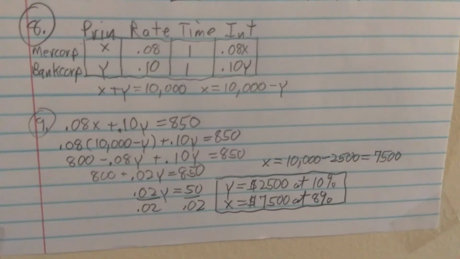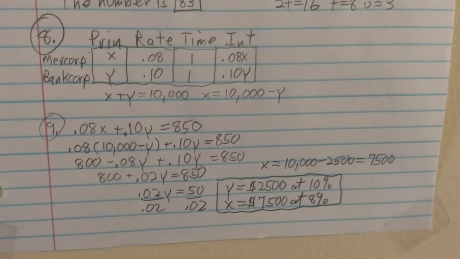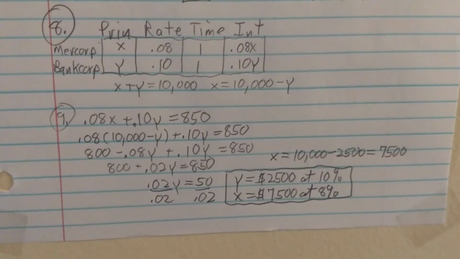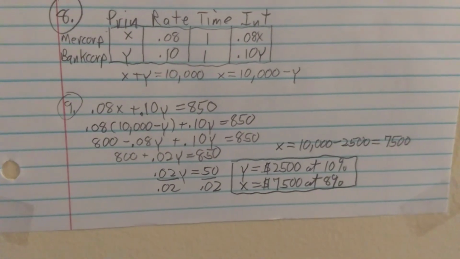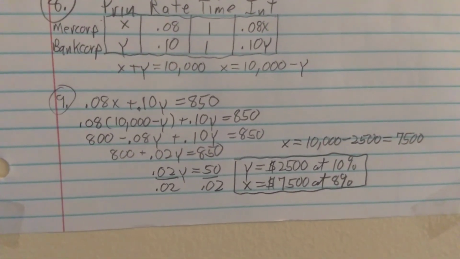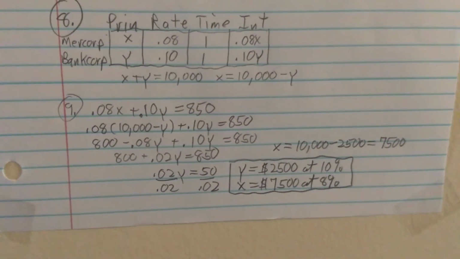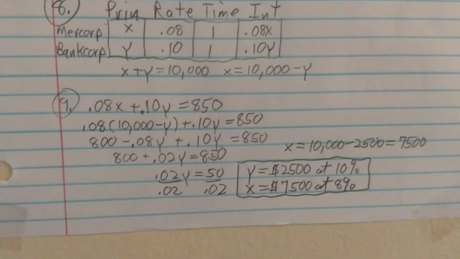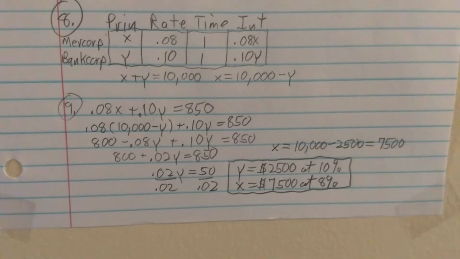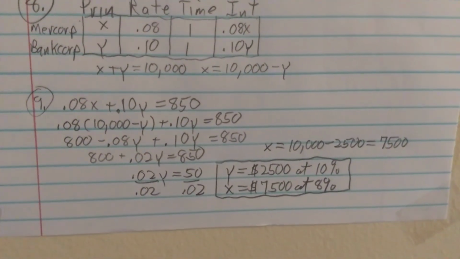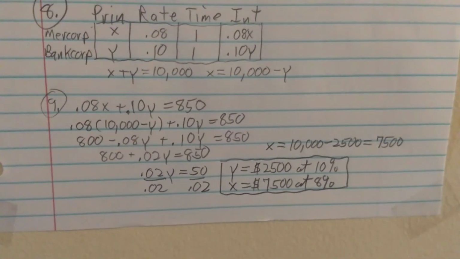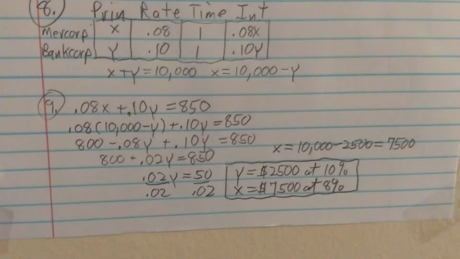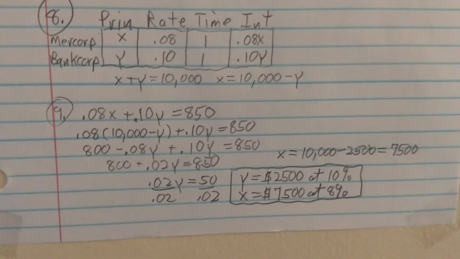Now the amount in the two accounts is 10,000, so x plus y is 10,000, and we can set up a substitution: x equals 10,000 minus y. The interest for the year is 850, so 0.08x plus 0.10y equals 850. Substituting in for x from above, 0.08 times (10,000 minus y) plus 0.10y equals 850, or 800 minus 0.08y plus 0.10y equals 850, or combining the y's, 800 plus 0.02y equals 850.